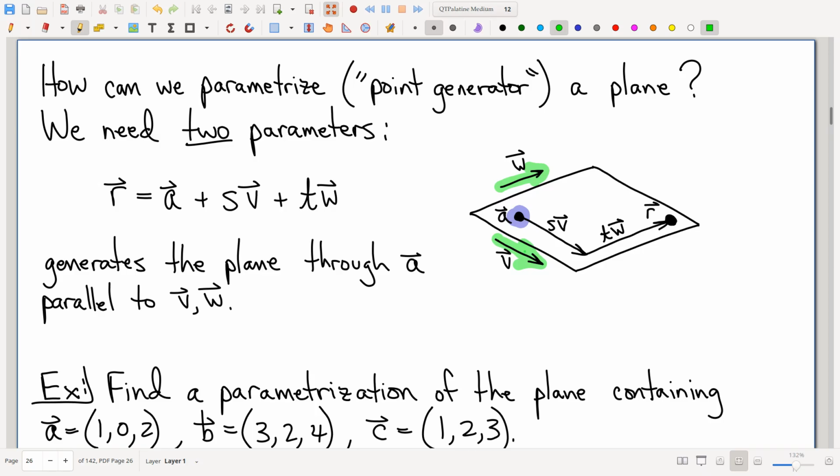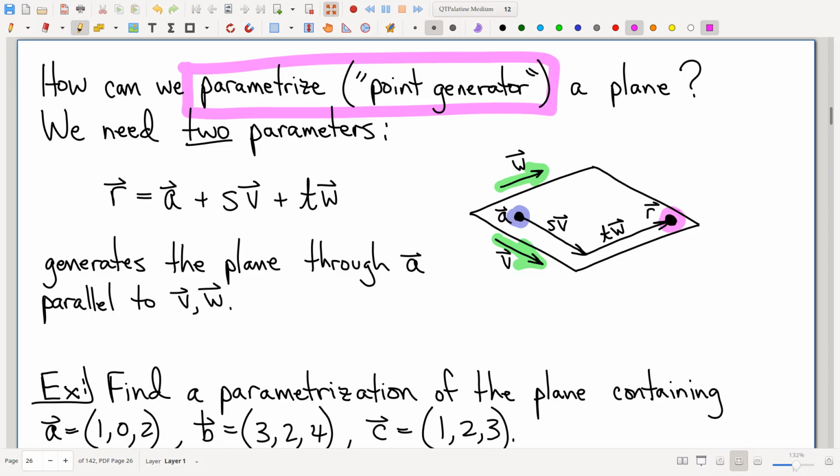That defines a plane, and we could reasonably ask, what's the equation of that plane, I suppose, but the question we're asking here is, how can I parameterize that plane? And keep in mind that means I want to generate points, right? I want to construct all possible points in that plane. And how do I do that?